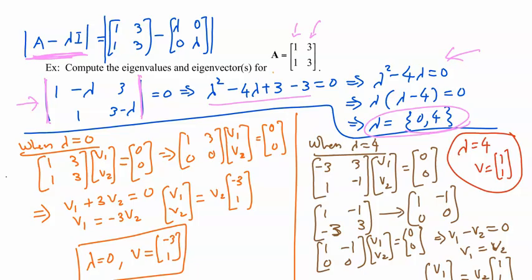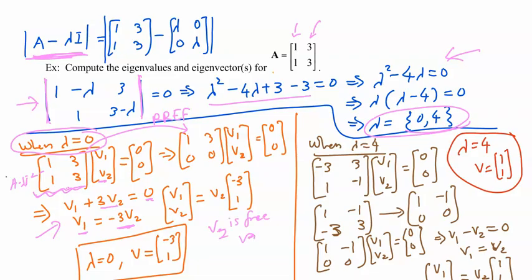Now when the eigenvalue is 0, we again have (A minus lambda I) V equal to 0. So you're trying to find the kernel of this matrix. Again, change it into row echelon form. That's your reduced row echelon form. Then write down the equation: V1 plus 3 V2 equals 0. That means V1 is negative 3 V2, and V2 is your free variable.